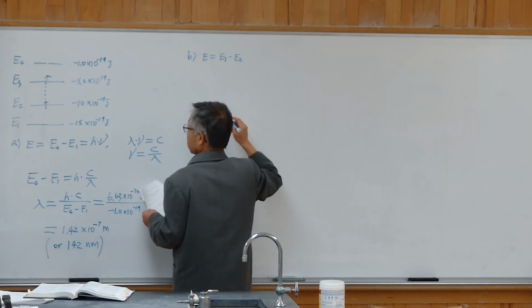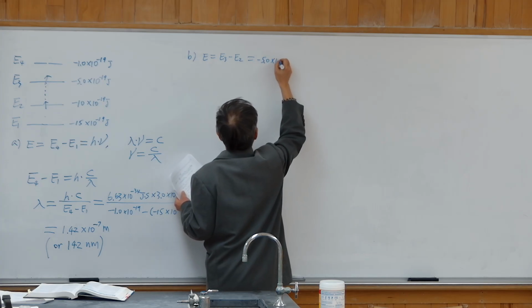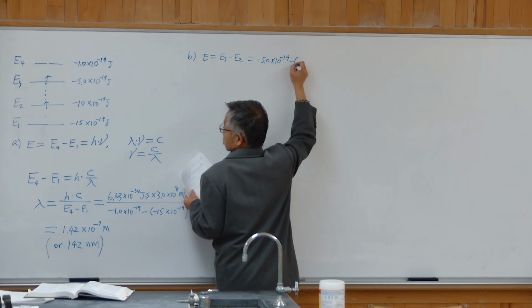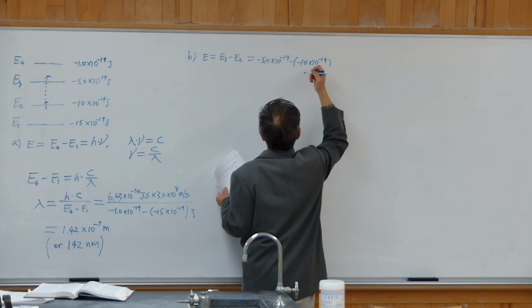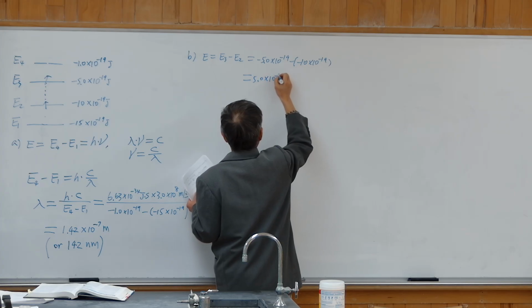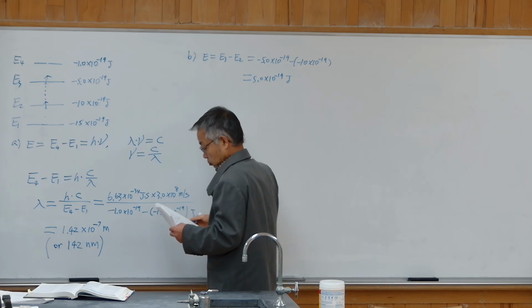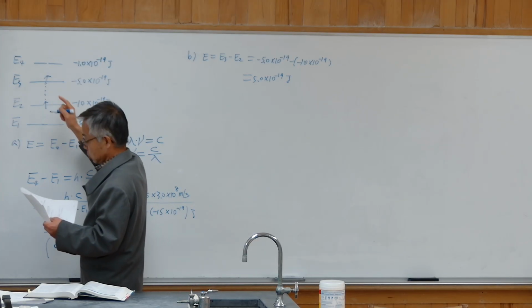Right. Then E3 is negative 5 times 10 to the negative 19. E2 is negative 10 times 10 to the negative 19. So clearly, this will be 5 times 10 to the negative 19th power joule. This is the energy needed to excite the electron from E2 to E3.